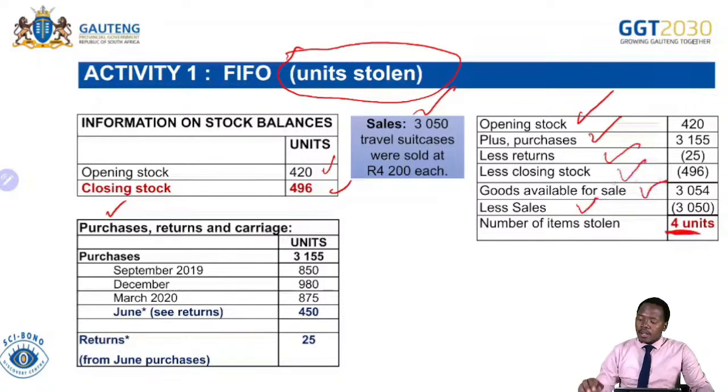So we have 4. We can just verify our calculation. 420 plus 3,155 minus 25 units minus 496 units minus 3,050 units, and then we'll get 4 units. I hope, grade 12, we have done that. I hope we are ready. If that question comes out, we know we are going to ace it.